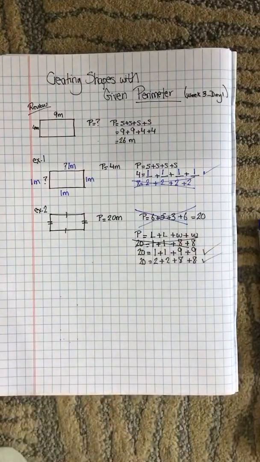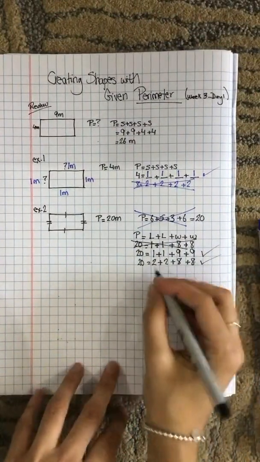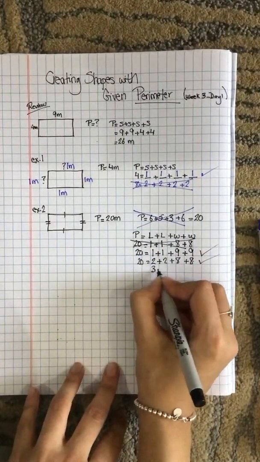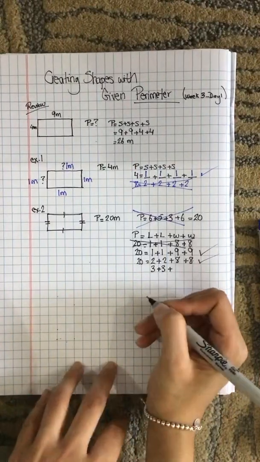Let's just do one more. There's a few more, but let's just do one more. Let's just say 3 plus 3. So I'm already at 6. What could the other sides be?